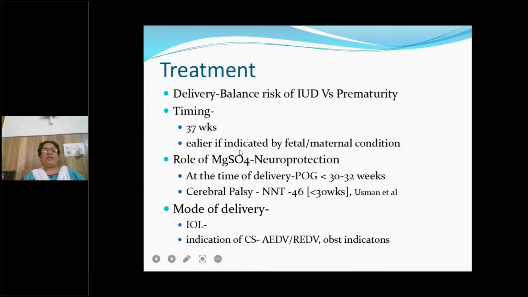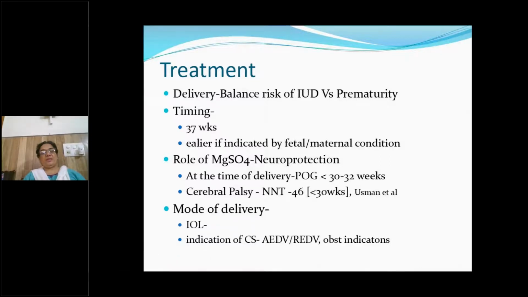And when we need a very preterm delivery, it is recommended that we give magnesium sulfate for neuroprotection. It is recommended if delivery is occurring before 30 to 32 weeks of gestation, which reduces the incidence of cerebral palsy in the neonate.